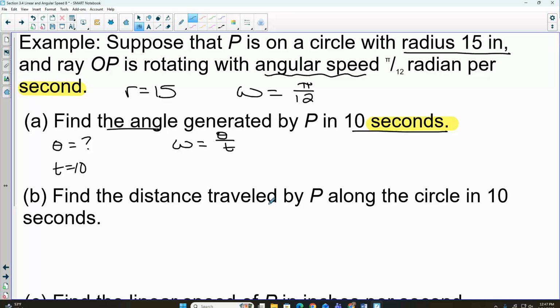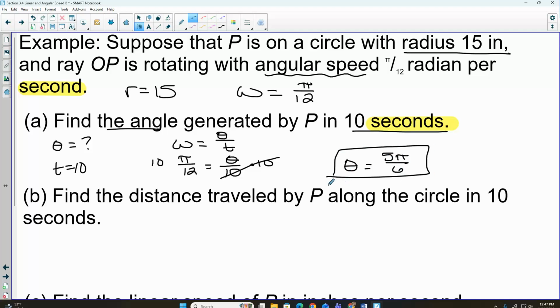I apologize if I didn't leave you enough room on here. So my omega is pi over 12 equals theta over T, which is 10. So if I'm solving for theta, I just multiply over my 10. So 10 pi over 12 would reduce to 5 pi over 6. An angle is radians. It doesn't need any units on it.